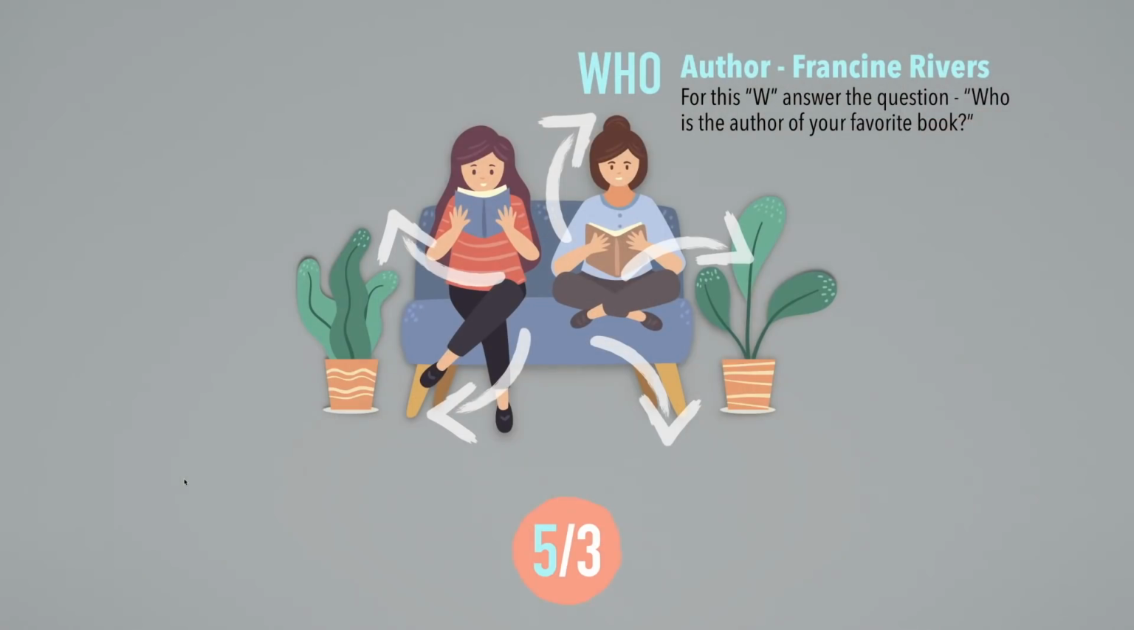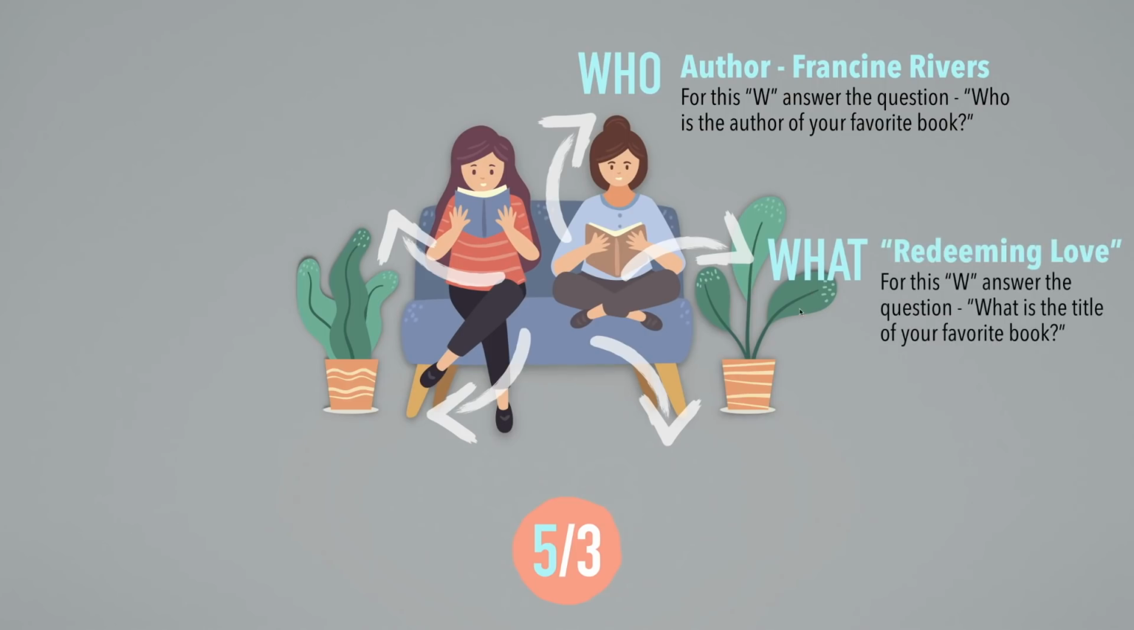Now moving on to the next W, we have what. Well, for this W, we're going to answer the question, what is the title of your favorite book? Well, the title of my favorite book is Redeeming Love. Now, guys, I'm actually being serious. My favorite book is Redeeming Love. And by the end of this lesson, you will understand so much about this book and why I like it and why it's my favorite, okay? So again, we have who and what taken care of, all right?